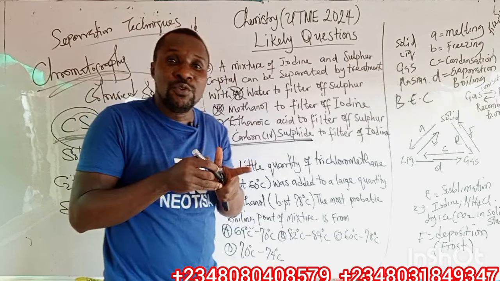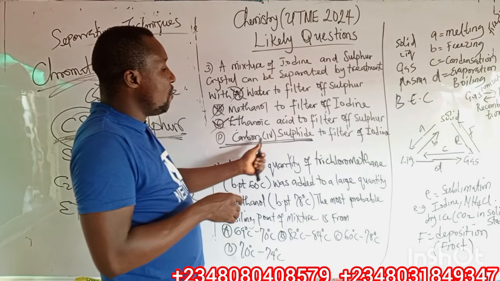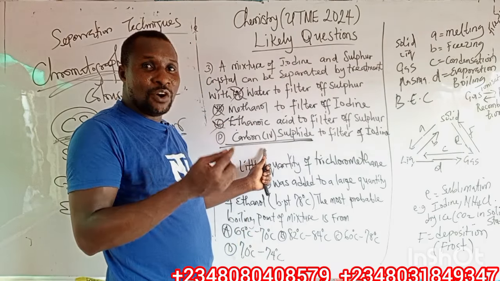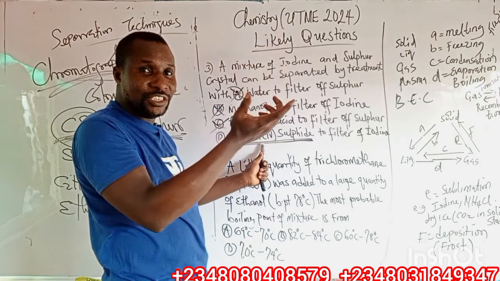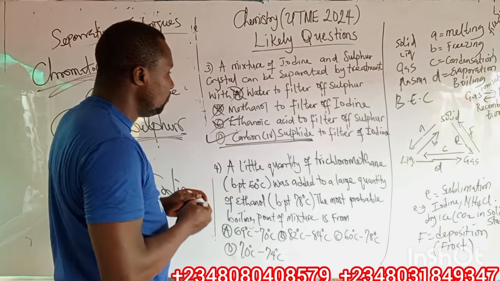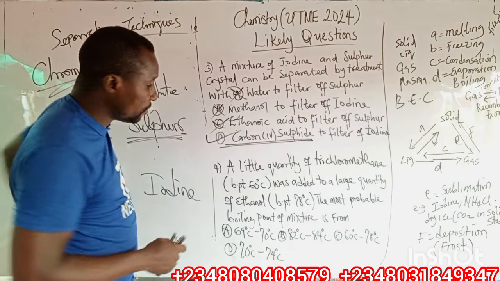Iodine is insoluble in what? In carbon disulfide. Only sulfur will dissolve. Iodine will be what? Insoluble. Now filter off the iodine. Take note of that. The answer to this question is what? D. Let us move to number 4.